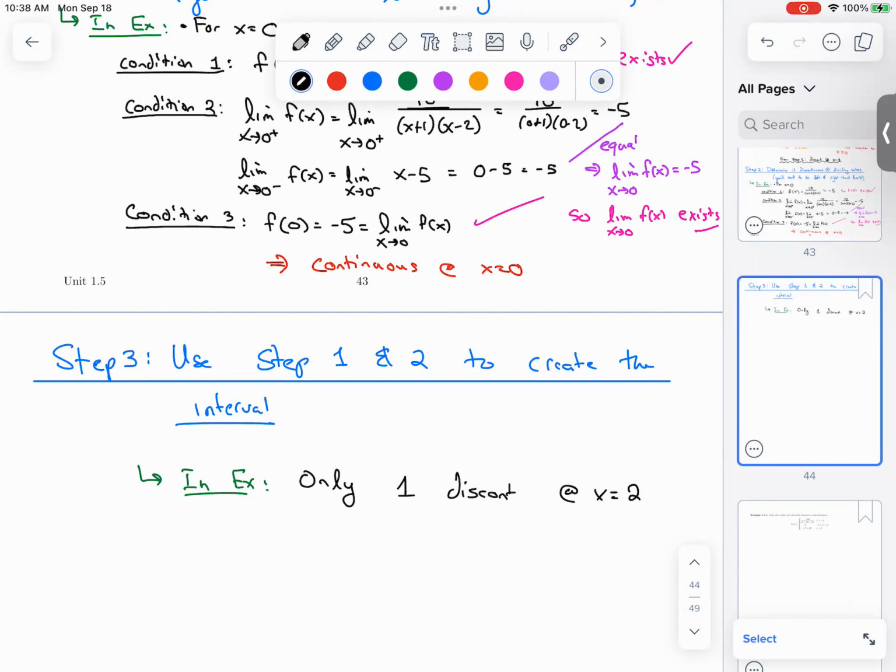So that means that everything else, from negative infinity up to 2 is fine. 2 to infinity, fine, but not including 2. You could draw a number line. So f, right? F was the name of this function. F is continuous on negative infinity to 2, parenthesis, union 2 to positive infinity. Any questions on that?